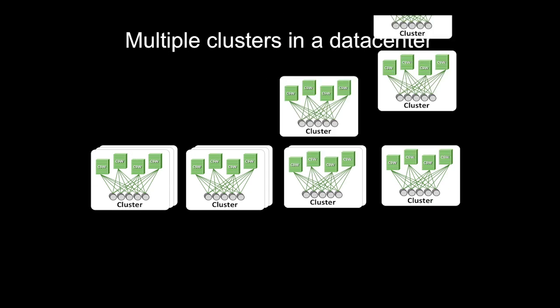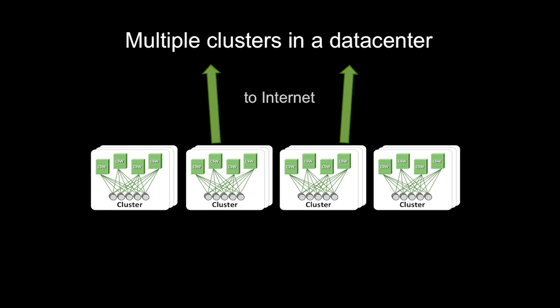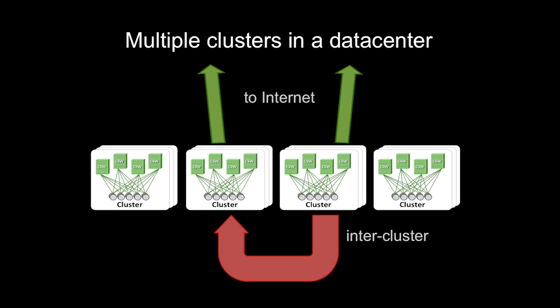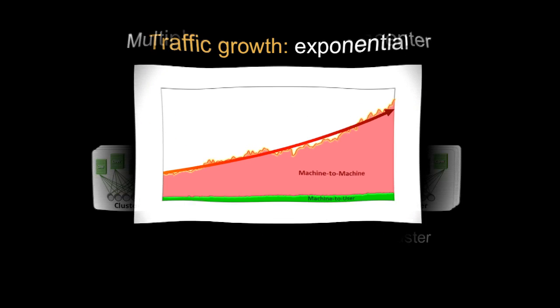We have many clusters in our typical data center. On the front, they push traffic to internet, to people who use our site and services. On the back, clusters talk to each other. Both types of traffic grow. How much they grow? You can see from this slide.